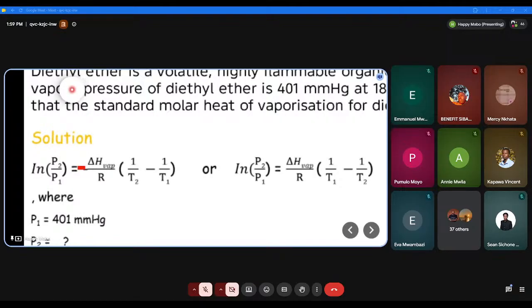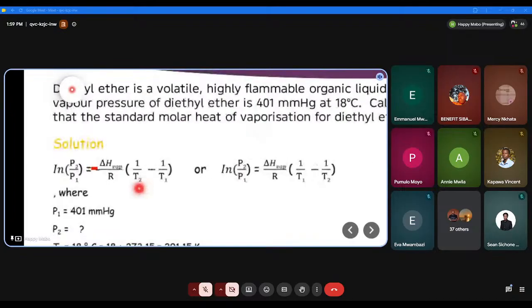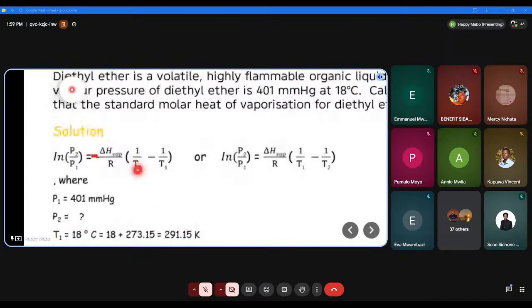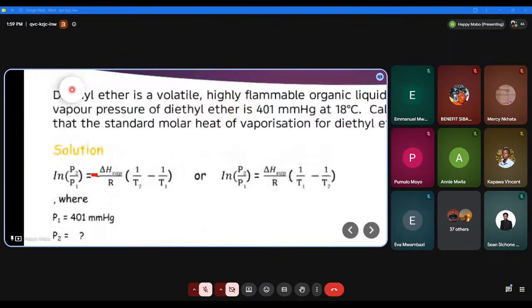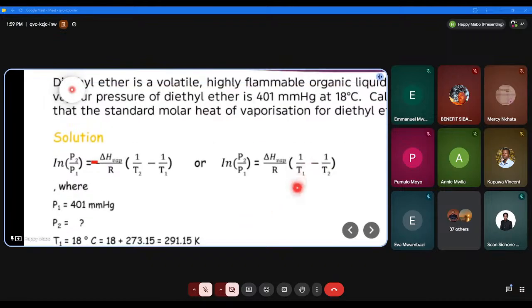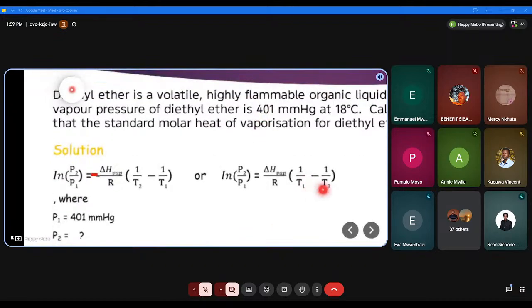So this one takes a minus sign when you start with the second temperature. That is the inverse of final temperature minus the inverse of initial temperature. Or in the other one, where you do not put a minus sign, you make this part positive by starting with the inverse of the initial temperature minus the inverse of the final temperature.